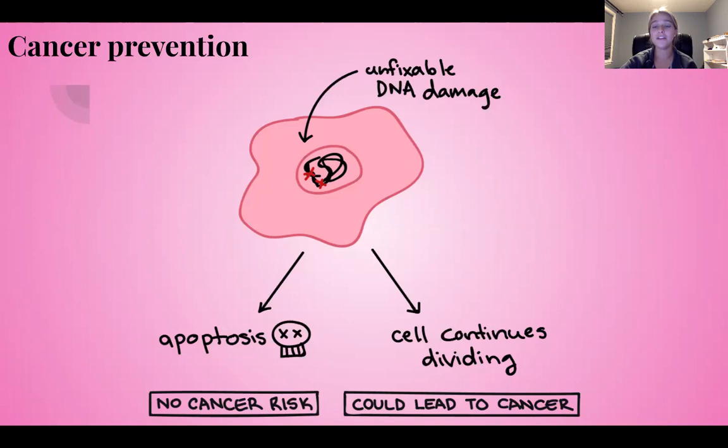We have on top an unfixable cell with severe DNA damage. It could take one of two routes. If it takes the left, if it goes with apoptosis, there's no risk for cancer because the cell is destroyed, it was neatly carried away, and it will not affect its surrounding cells. Whereas on the right, the cell will continue to divide, the cell will continue to affect other cells around it, and this could potentially lead to cancer.